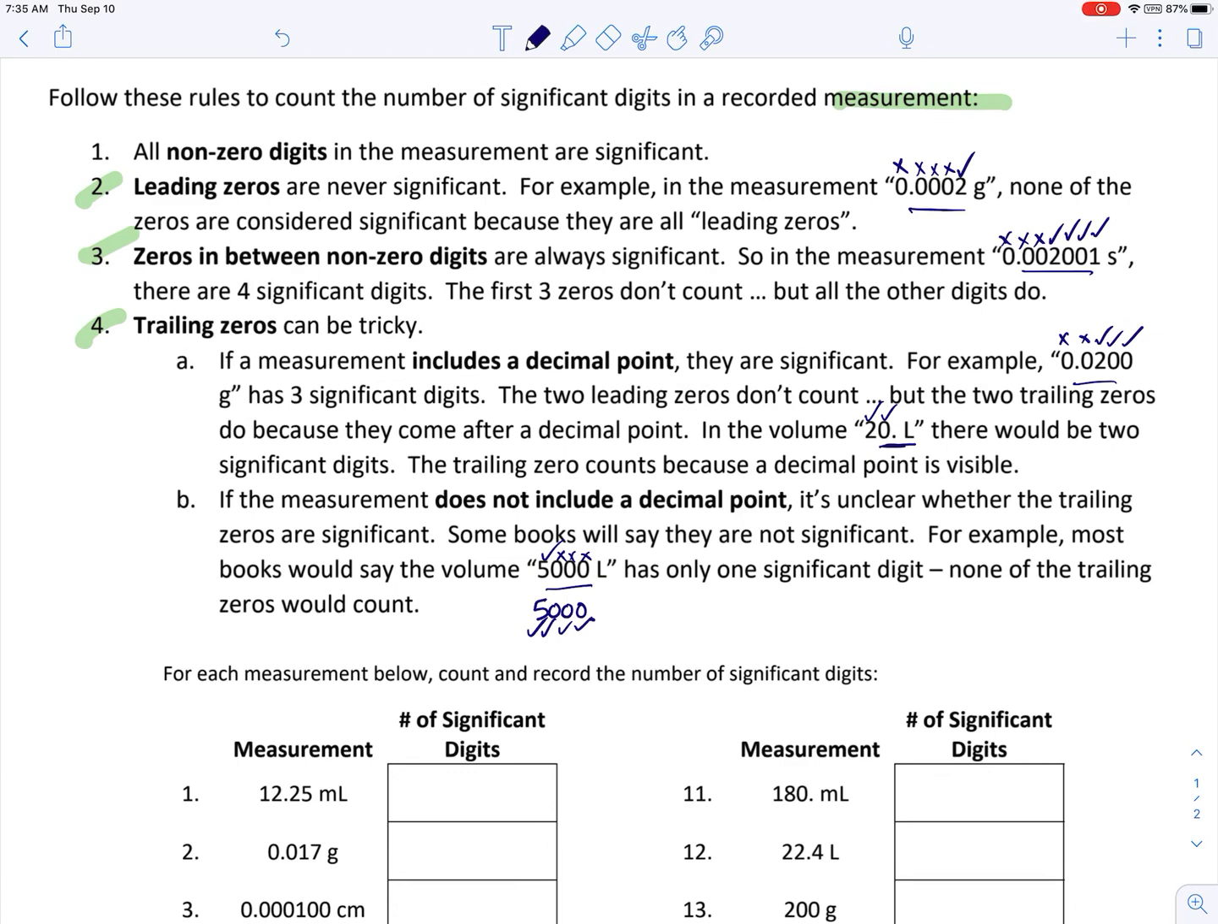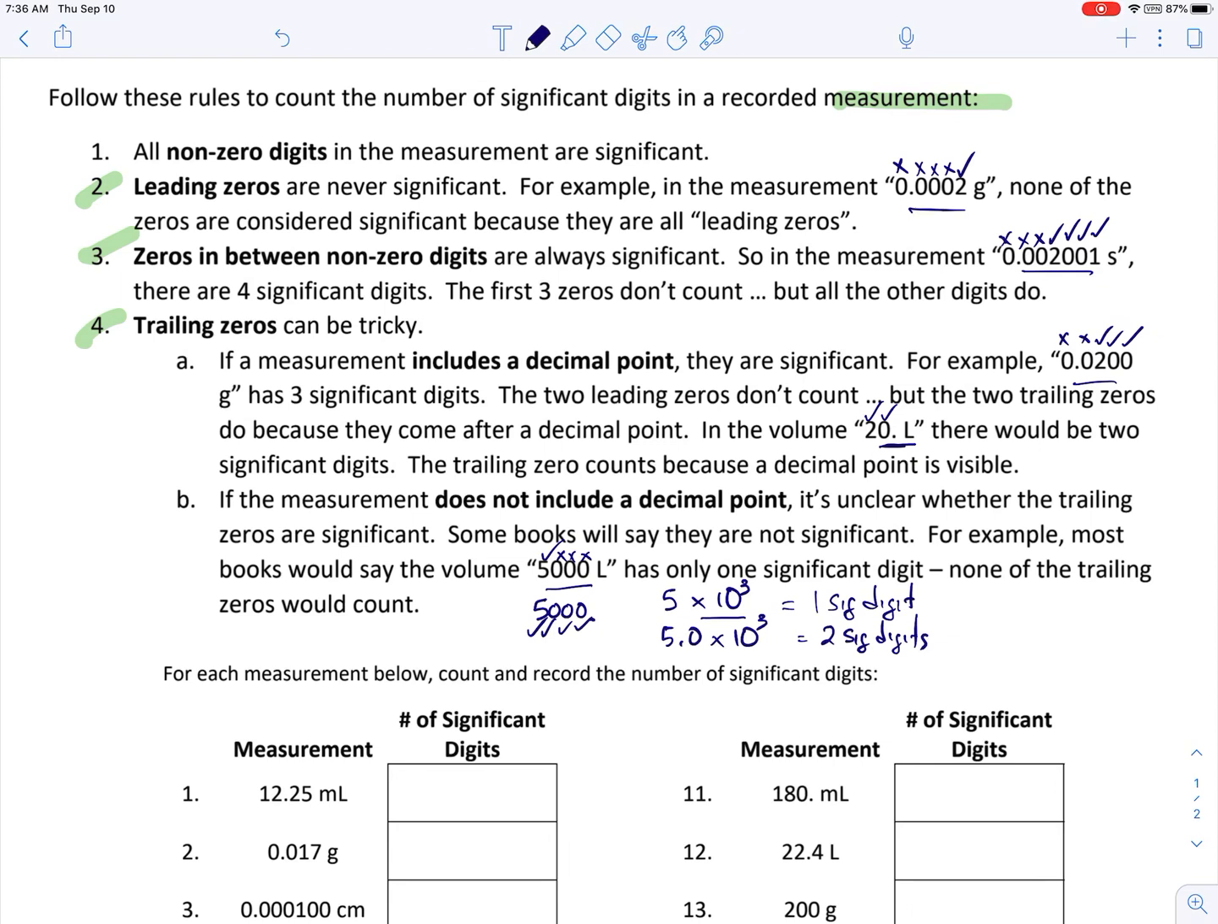So for example, consider the 5,000 liters. If you meant only the 5 should be significant, then you could write it as 5 times 10 to the 3, scientific notation. The times 10 to the 3 is not considered significant. Only the 5 there would be significant, so that would have one significant digit, only the 5. If you wanted to show the 5 with one of the zeros to be significant, so you wanted two significant digits, then you could write 5.0 times 10 to the 3. Again, the times 10 to the 3 is not significant. Now this 0 counts because I can see the decimal 5.0, so this would have two significant digits.